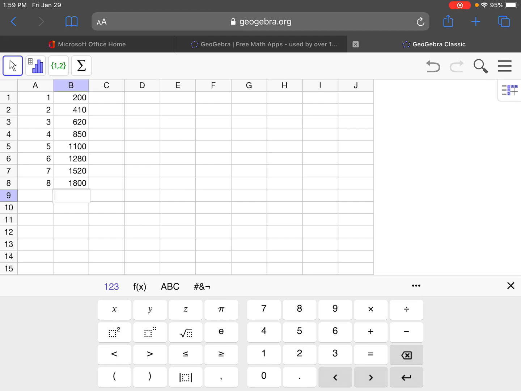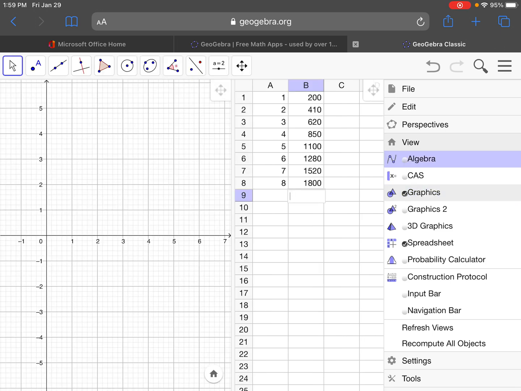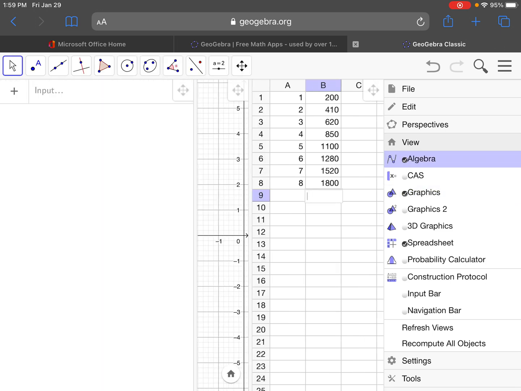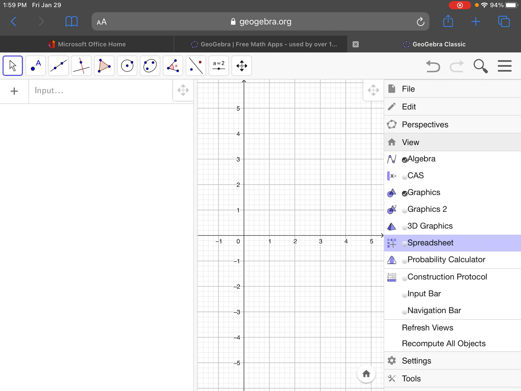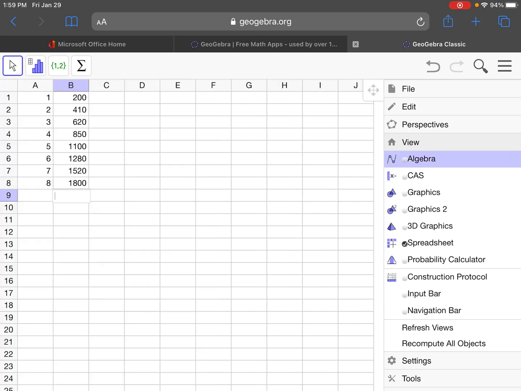In Geogebra Classic on the right side, there are the three bars. If you click on View, you'll notice there are several options there. You might have graphics on, you might have algebra on, and you probably don't have spreadsheet on. So what you need to do is turn on the spreadsheet and turn off the graphics and the algebra. So we're just looking at spreadsheet view.